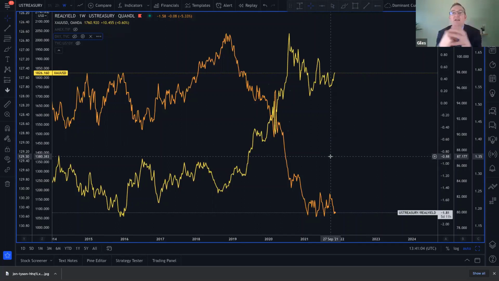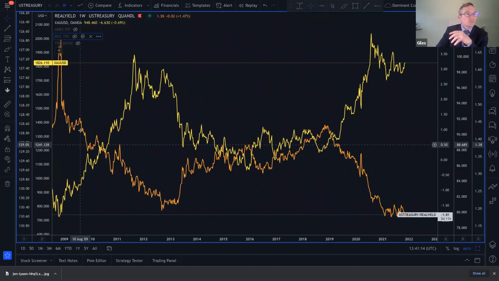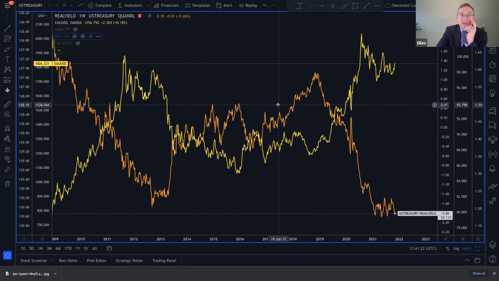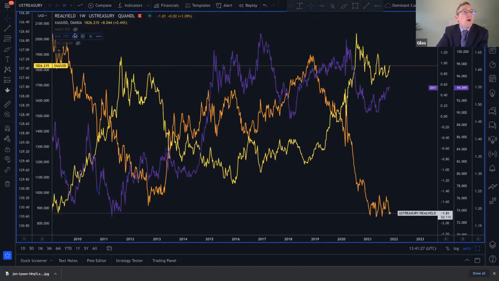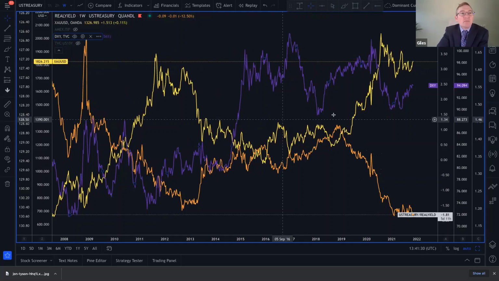So all the real yield tells you is what your actual yield for your bond is when you take inflation into account. And what you'll see is, look, when the real yield falls, gold rises. Now, that pattern is accelerated when you also have the dollar doing the same thing as real yield. So when real yields and the dollar fall, you see gold sharply moving higher.